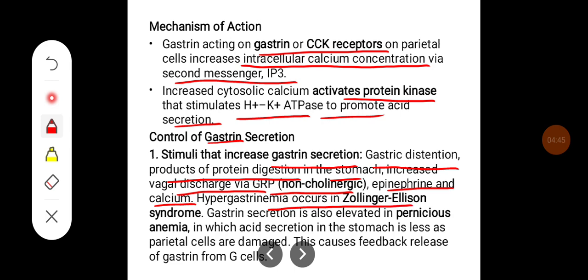Hypergastrinemia occurs in Zollinger-Ellison syndrome. Gastrin secretion is also elevated in pernicious anemia, in which the acid secretion in the stomach is less and parietal cells are damaged. Thus, it causes feedback release of gastrin from G cells.